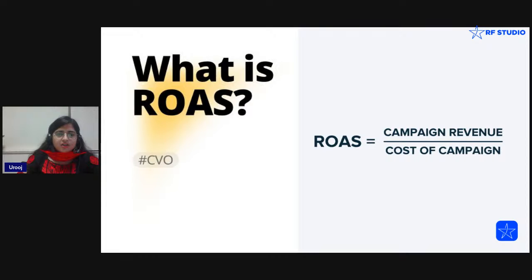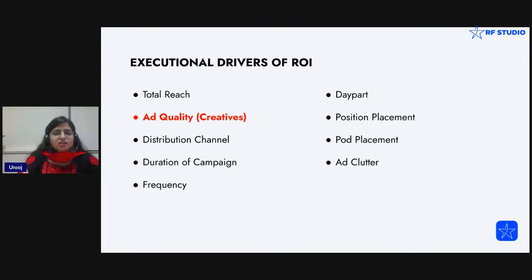All right. So next we will also see the executional drivers of return on the ad spend, and there are a few things that actually impacting them. So the first one, that is the total reach, how much people you have shown the ad, and then the part of day in which you have shown your ad, and next the position placement of your ad, where you have placed it, whether it was shown in feed or somewhere else. And then distribution channel, that which channel you have used, whether it's Facebook, it's Instagram, TikTok, or Snapchat.